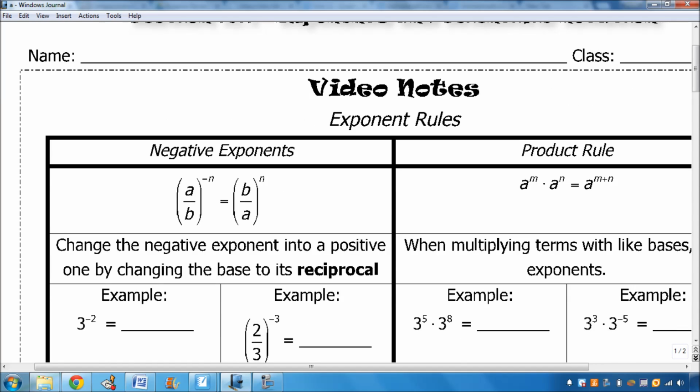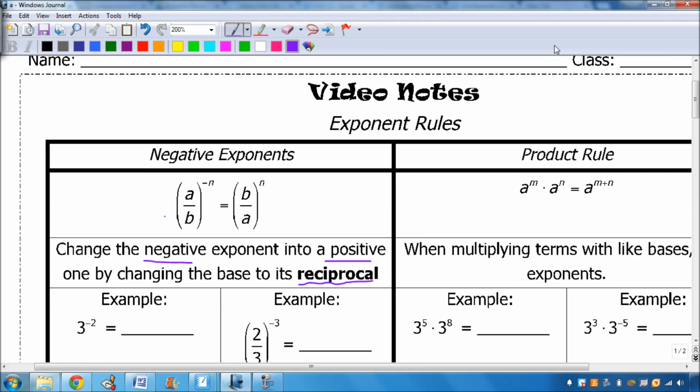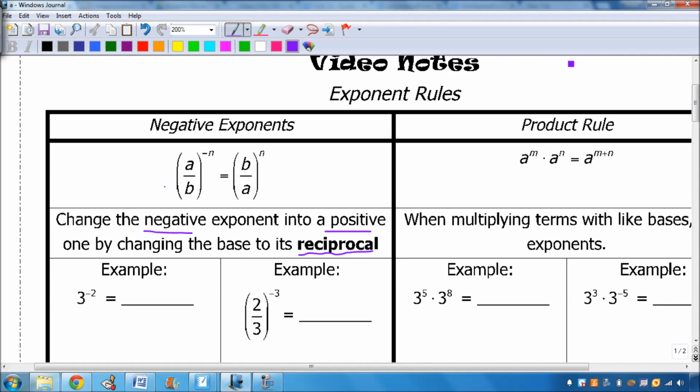So the first rule that we have is about negative exponents. If you notice right here, it says (a/b) to the negative nth power is equal to (b/a) to the positive nth power. So you're allowed to change the negative exponent into a positive one by changing the base to its reciprocal. So remember, you've got to do the flipping of your fraction, which you guys have gotten very good at, all right? All right, so you've got two examples right here.